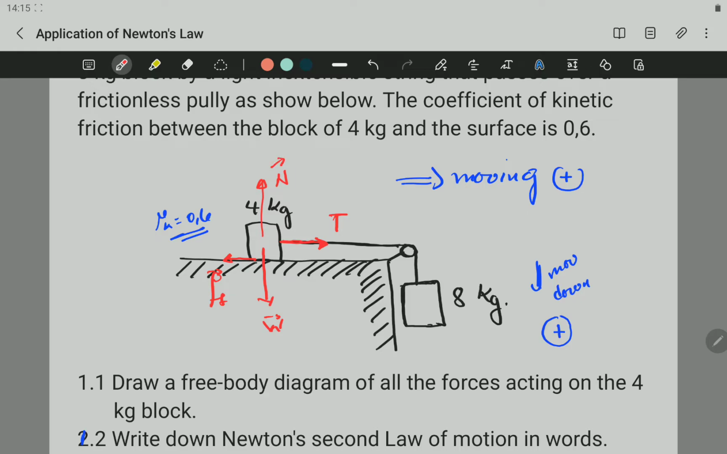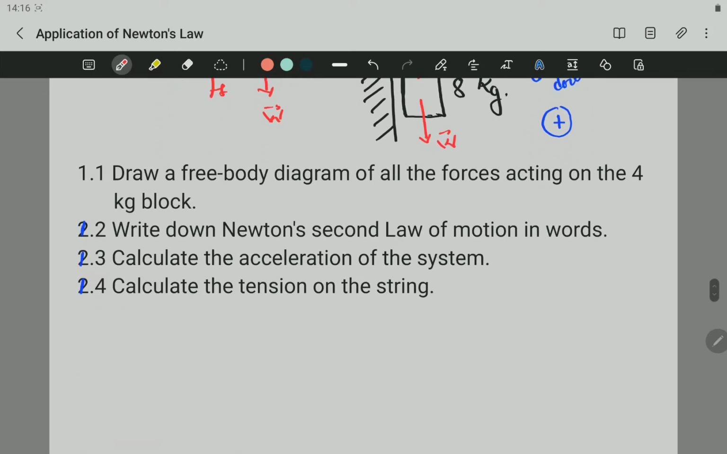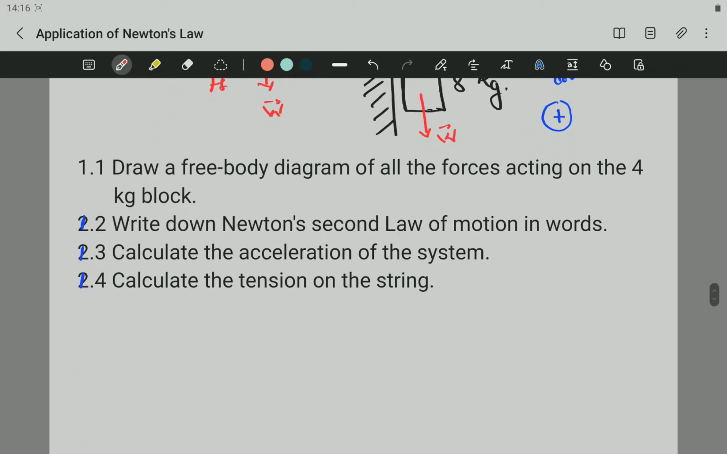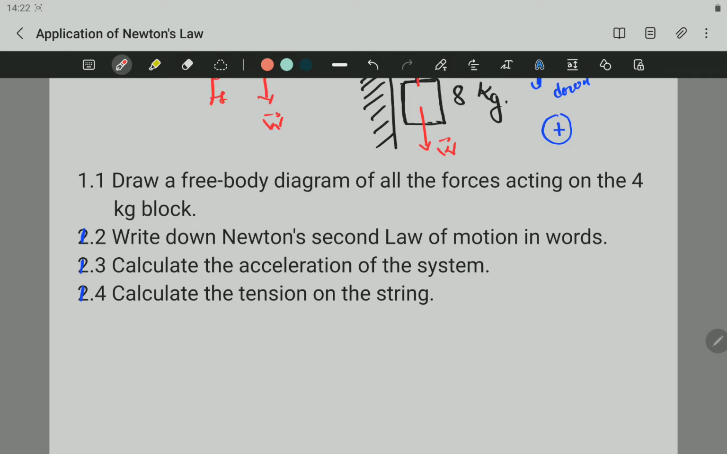For this 8 kilogram block, the forces that are acting are weight or gravitational force, and then there is tension in the rope. Remember this tension and this tension are the same because it's the same rope. Okay, so we're going to draw the free body diagram for all the forces acting on the 4 kilogram block. So let's go and draw.